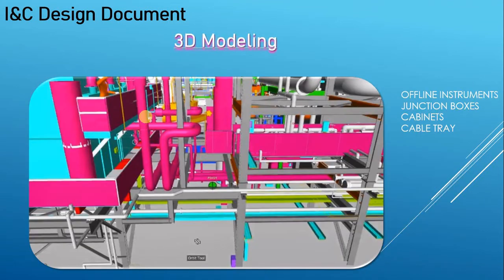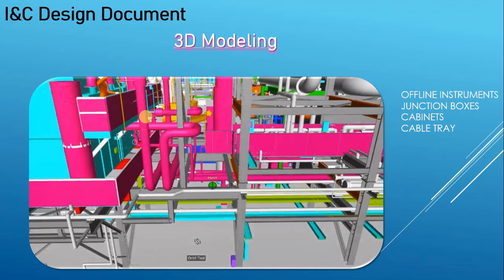3D modeling is one of the deliverables, which we now see with most of the projects. It's a collective work from all disciplines, starting from civil, structure, piping, electrical, INC, and so on, HVAC, safety. And our INC guys will do a certain part of it, which is the offline instrument, junction boxes, modeling, cabling, and the cabinets, cable tray, and this system.